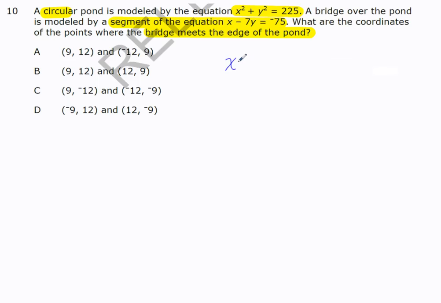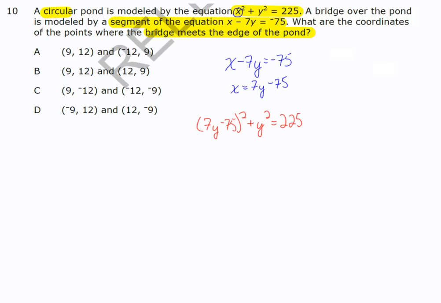So we've got x minus 7y is equal to negative 75, which means that x has to equal 7y minus 75. I got that by adding 7y to both sides. So now I take this value right here and I plug it in where I saw the x in this equation. So I'm going to take that x out and plug in 7y minus 75 right where it was. Alright, so we got 7y minus 75 squared plus y squared equals 225.